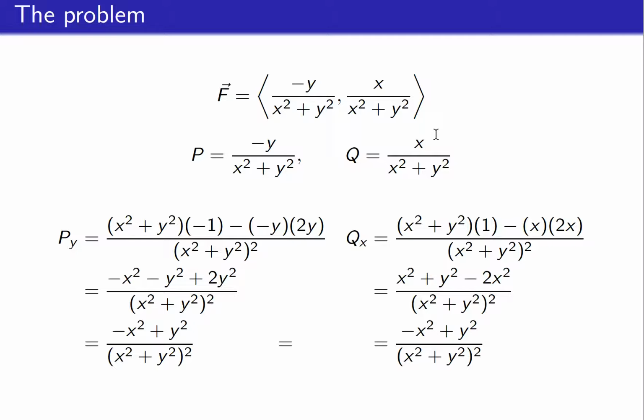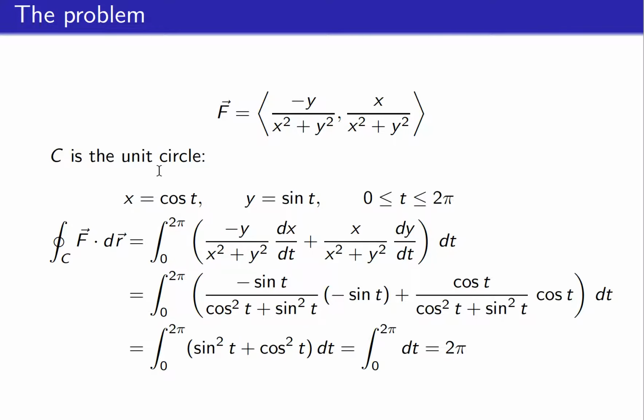Let's try this one, the unit circle. This is the same vector field. I'm going to use the unit circle. x equals cosine t, y equals sine t, t goes from 0 to 2 pi. And now the integral of f dr is going to be the integral from 0 to 2 pi of this times dx dt plus this times dy dt, dt. That's how we do these line integrals. You just plug these in, sine t here, cosine t for x. dx dt is going to be negative sine t. dy dt is going to be cosine t. And we get this.